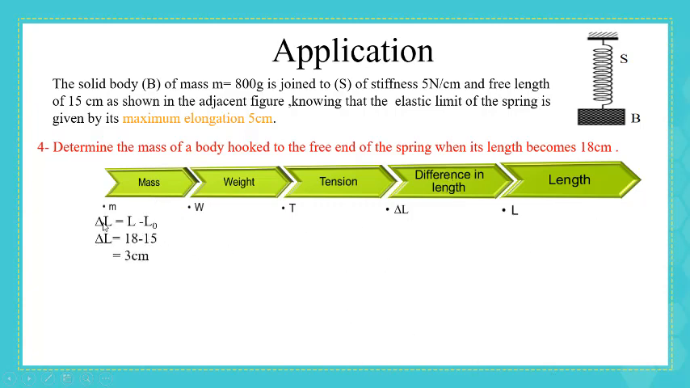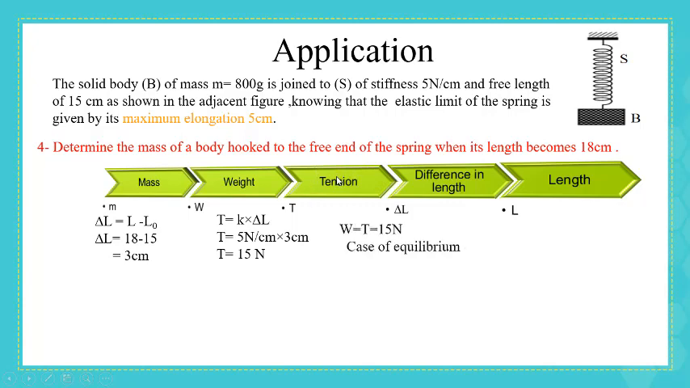Difference in length, it's delta L equals L minus L0. It's 18 minus 15, L0 is 15. It's 3 centimeter. Now we have the difference in the length, we have the elongation delta L. Now we can apply Hooke's law. T equals K delta L. K is given 5, delta L is 3, then it's 15 Newton. So we know now the tension.